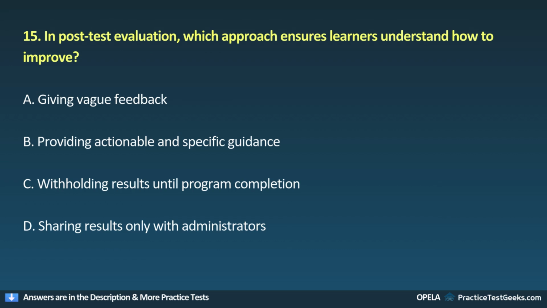15. In post-test evaluation, which approach ensures learners understand how to improve? A. Giving vague feedback. B. Providing actionable and specific guidance. C. Withholding results until program completion. D. Sharing results only with administrators.